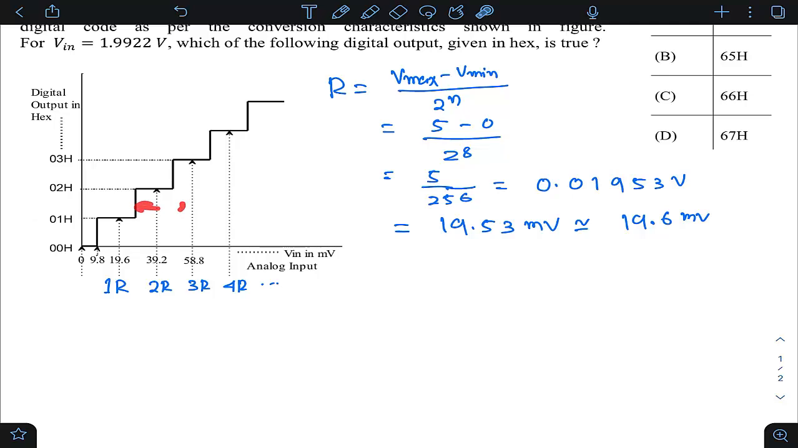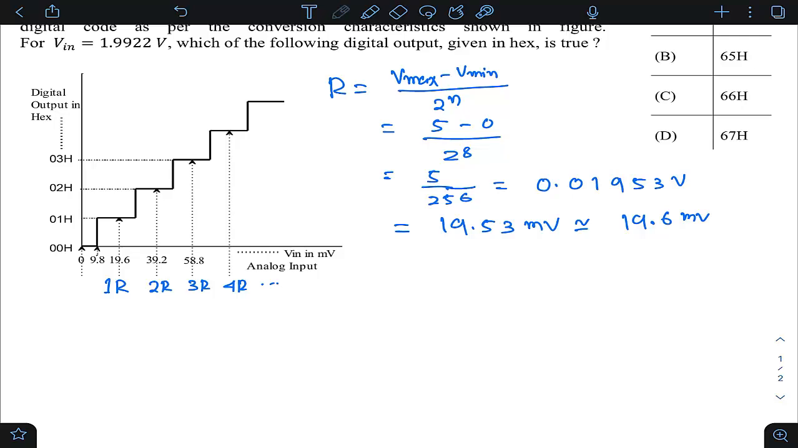In this range, the output is 2. But what is this range? If you see, students, this gap is 9.8 millivolts. So this is also 9.8 and this is also 9.8. This half is bifurcated into two parts, you can think of. So this gap is 9.8 and this gap is 9.8. Together, this is 19.6. Are you getting it or not?